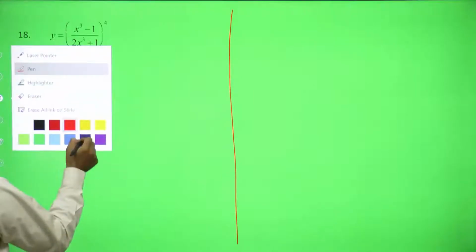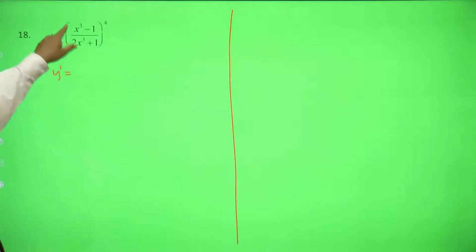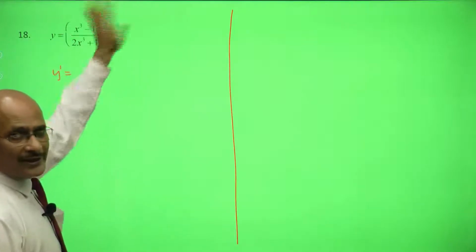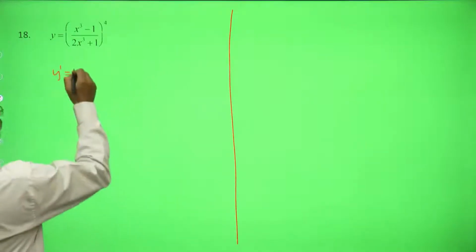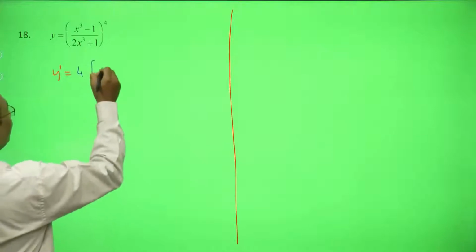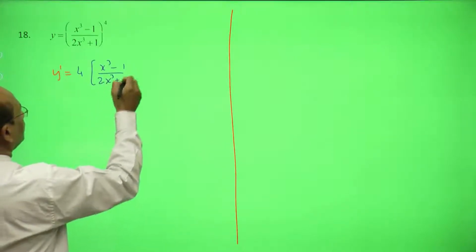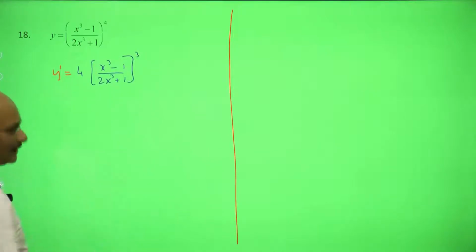y dash, if you see carefully here, suppose this is x, this complete thing is x raised to 4. Power rule. What is the derivative of x raised to 4? 4x cube. So, 4 times x cubed, where x is this stuff. Now, this was the power derivative.